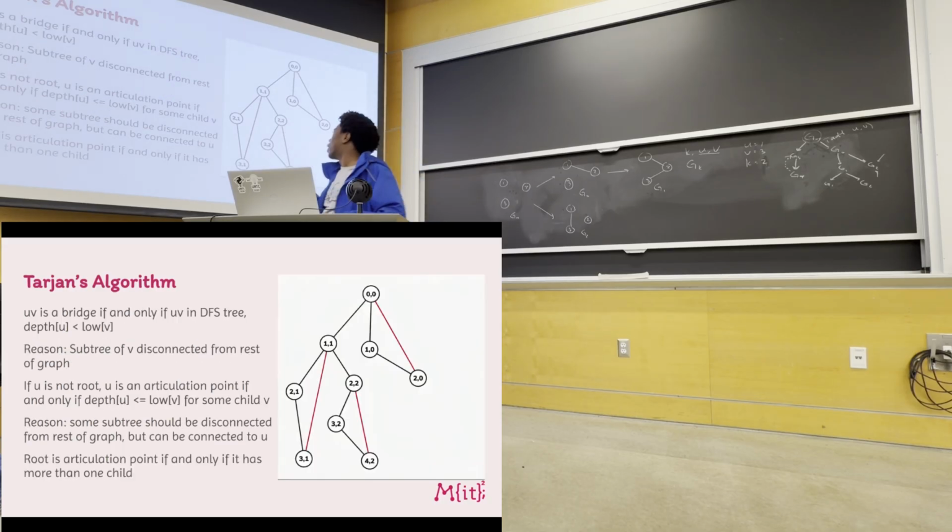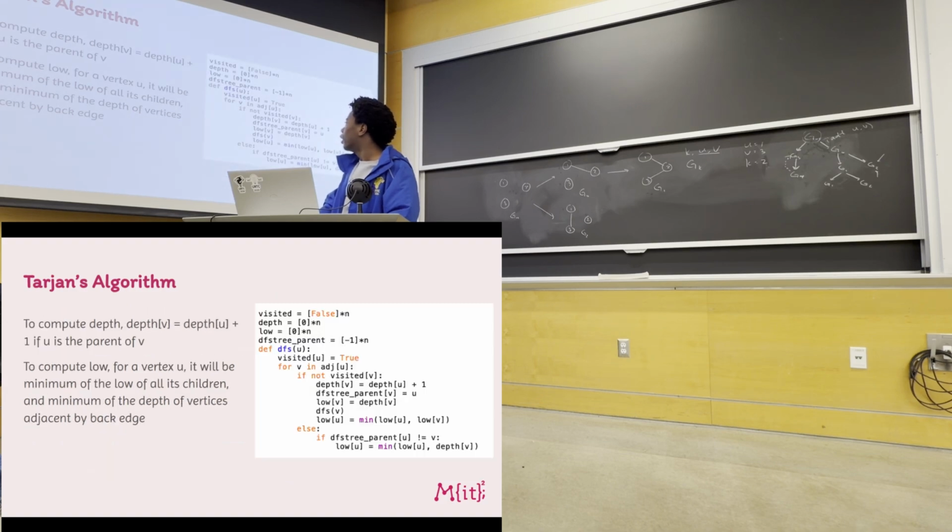Since if you remove this edge, then any node below it can only connect to the rest of the graph if and only if there's a back edge that is parallel to this edge, or more officially, there's an edge where the lowest vertex it reaches in terms of depth is above the current edge's lowest vertex. And to compute this, you can use Tarjan's.